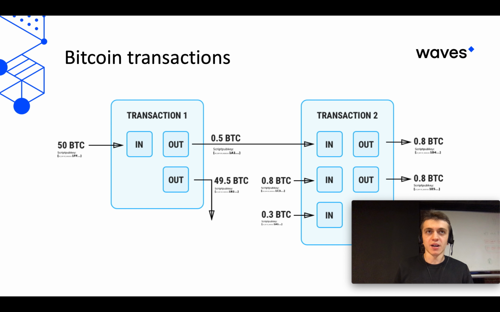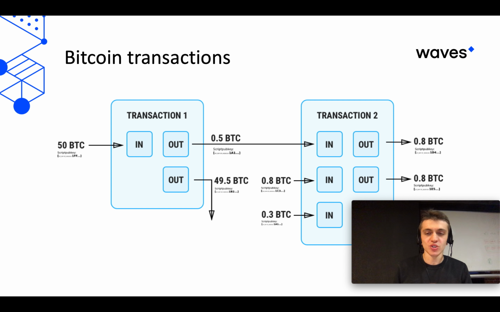You just have some key pair, a private key and a public key, and you can sign transactions with your private key. So the public key is just like a recipient for a transaction. And if you want to send some bitcoins, you sign a transaction with your private key. You do not show your private key to anybody, you just sign a transaction.